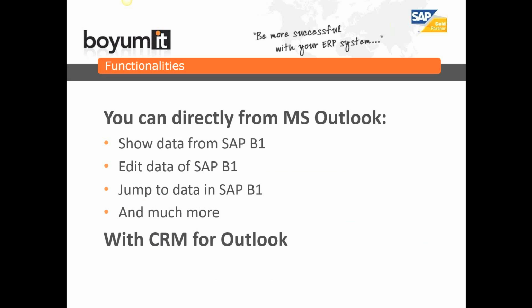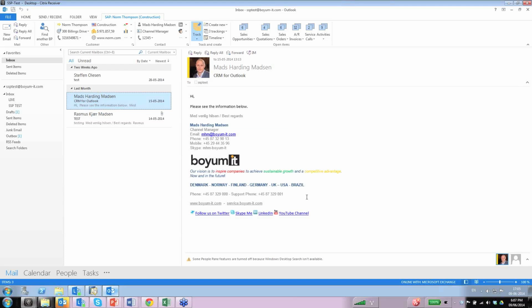So now let's switch to a test system that I have set up here with an Outlook client which already has CRM for Outlook installed. Now, as you can see, I have a new ribbon. This new ribbon now says SAP Norm Thompson. This is actually the CRM for Outlook.